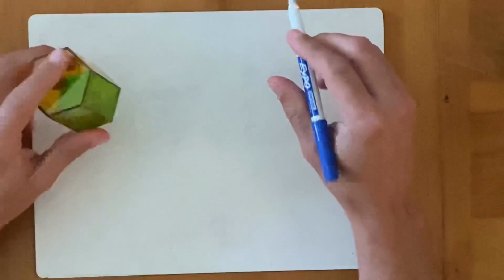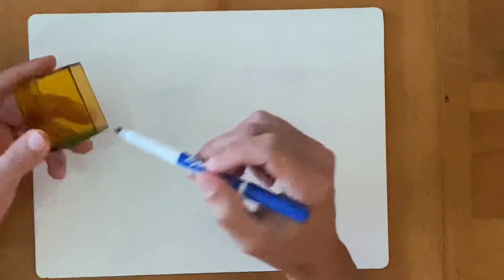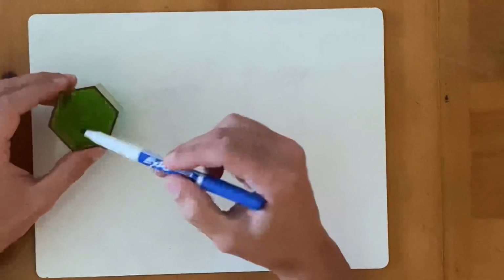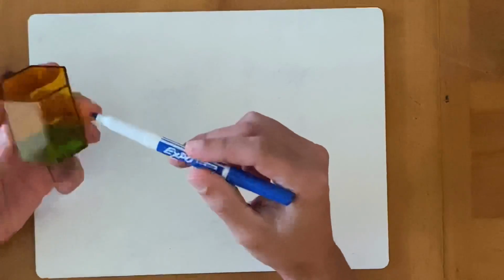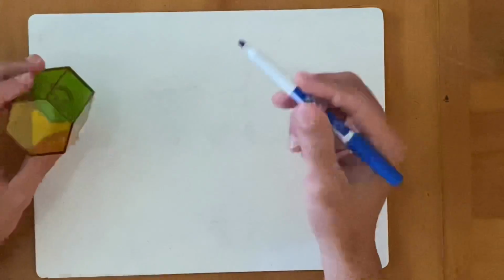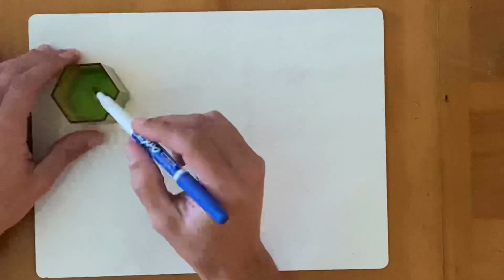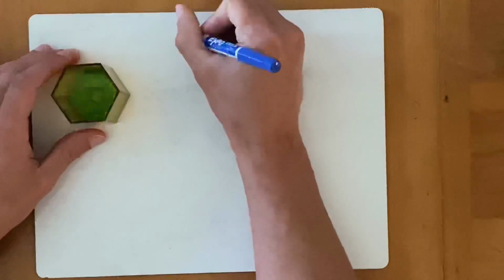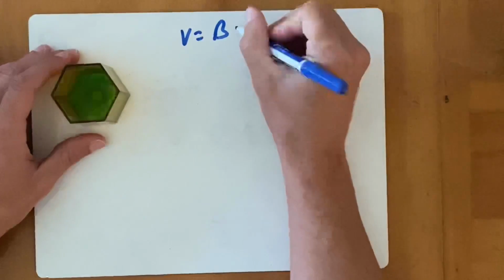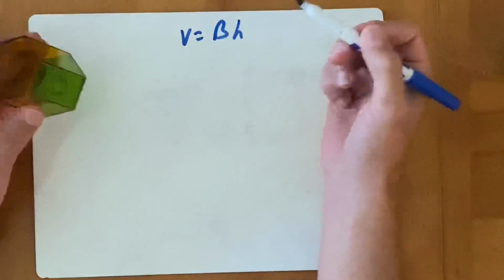Okay, the second one is a hexagonal prism. It's got 2 parallel, congruent polygon bases in the shape of a hexagon, and then it has parallelogram sides, 6 of them all the way around. Once again, for prisms, volume equals capital B, the area of the base, times the perpendicular height, which is the perpendicular distance between the 2 bases.